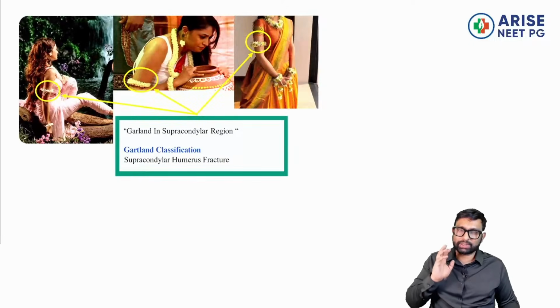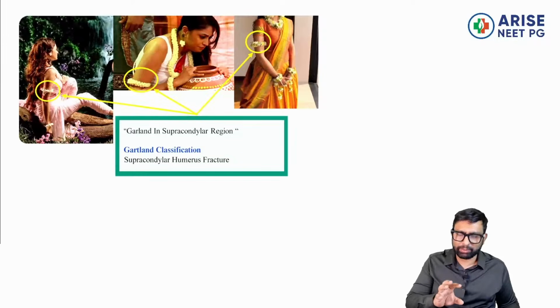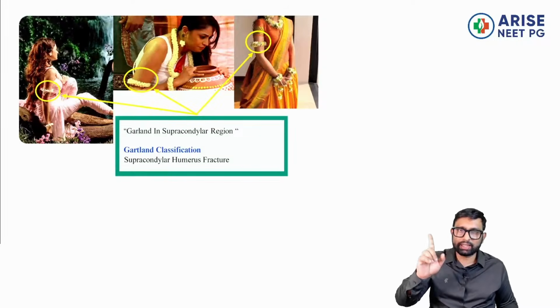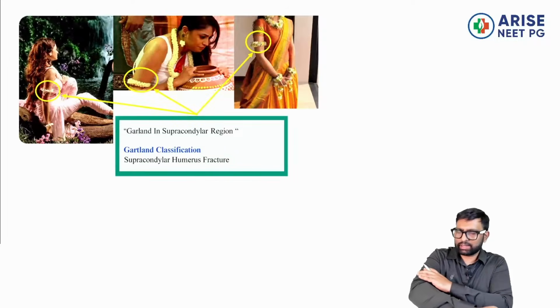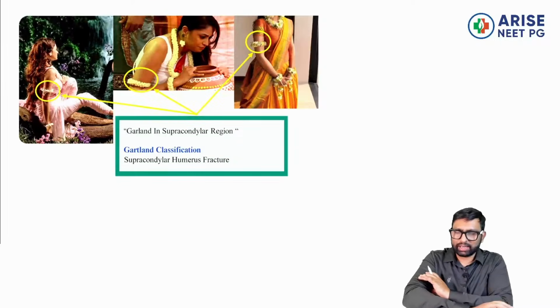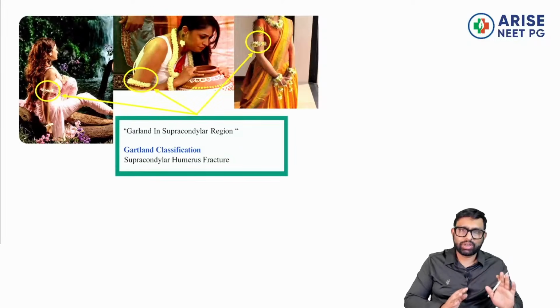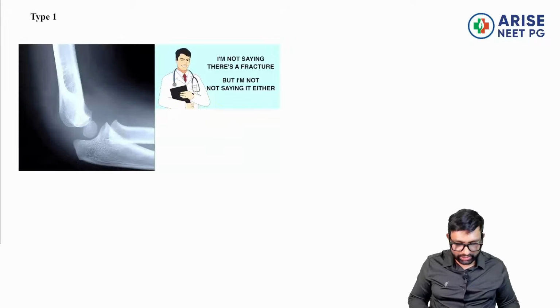And the way to remember this, if you have a problem remembering these mnemonics, you follow this visual aid. A garland in the supracondylar region. If you've seen old TV shows, you would have seen females wearing a type of floral arrangement here, which looks like a garland. So garland in the supracondylar region, Gartland's classification for supracondylar humerus fracture. So that is how you will remember them.